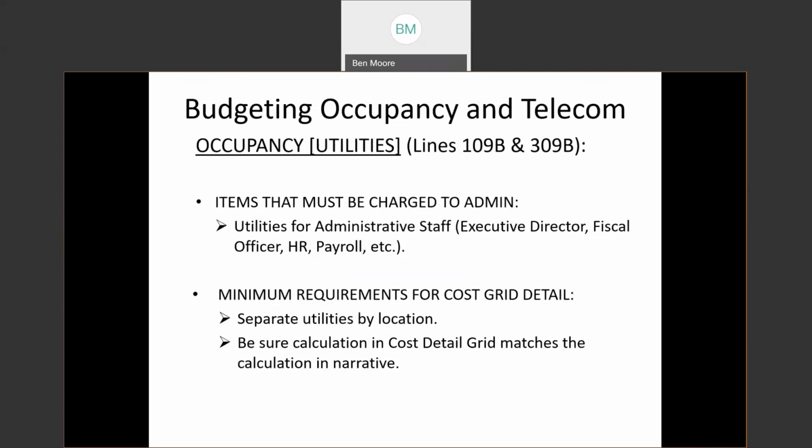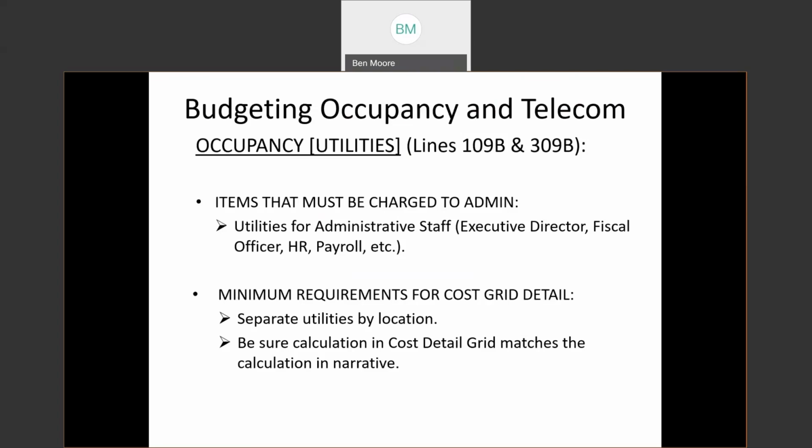Line items 109 and 309B are the occupancy utilities in particular. Items that must be charged to admin for this category are the utilities for the administrative staff. Again, it should mirror the rental, the 109A, and the administrative portion would include executive director, fiscal officer, HR staff, payroll staff, and any other staff that pertain to the whole agency.